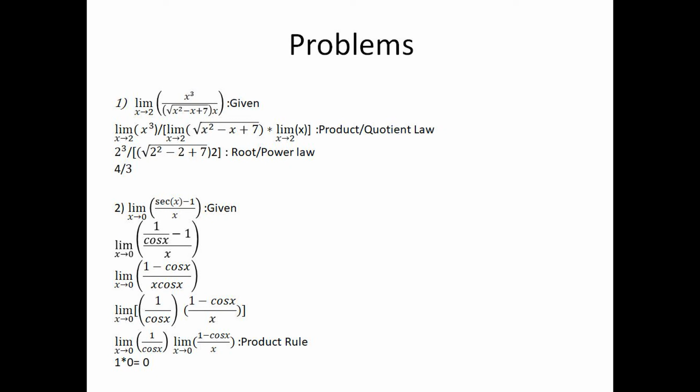So now I can use the product rule to distribute this limit as x approaches 0 to get the limit of 1 over cosine x as x approaches 0, times the limit of 1 minus cosine x over x as x approaches 0. I'm able to plug in 0 into both of these values, and I get 1 times 0. So that means the overall limit as x approaches 0 for this function is 0.